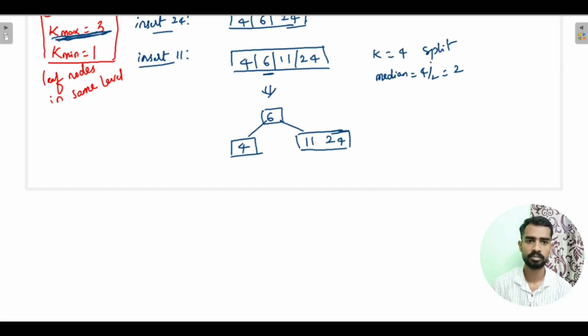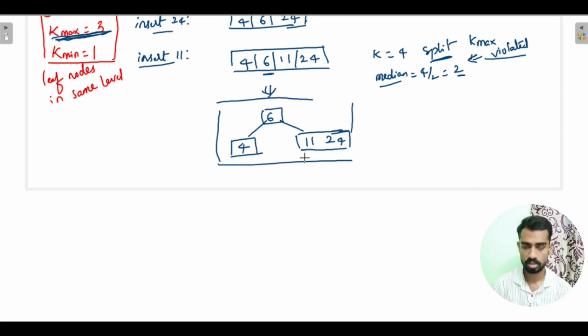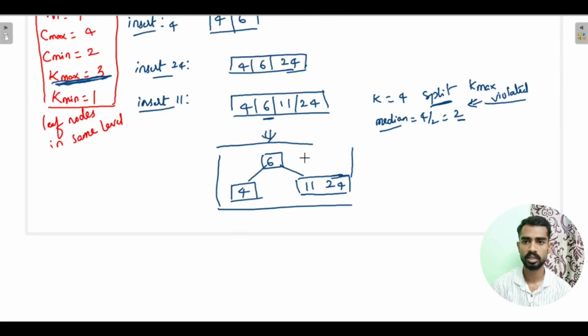So we only perform the split operation when the maximum number of keys property is violated. And to perform the split operation, we have to calculate the median position. The median position is nothing but the size of the present node divided by 2, and considering that median position, we perform the split. This is how the split operation works. So now let us go ahead and insert the next value.